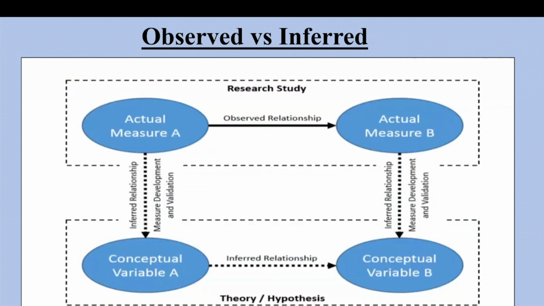Now, if you see this diagram and focus on this one, measure development and validation. And this is our conceptual variable, and this is what we actually measure. This is inferred, this is observed, and this is inferred. So you must understand clearly, from the observed relationship, we infer about this relationship.